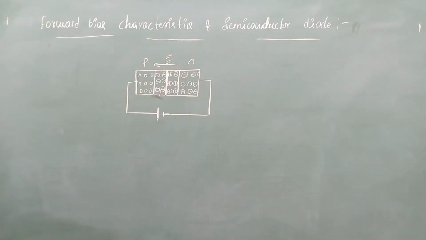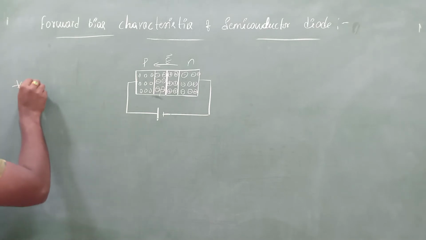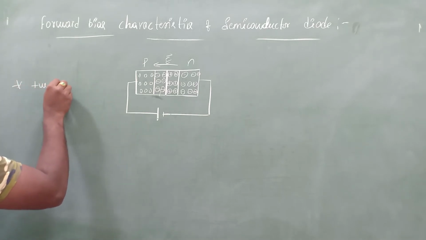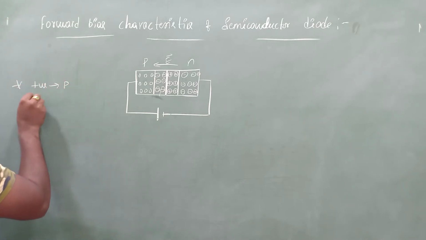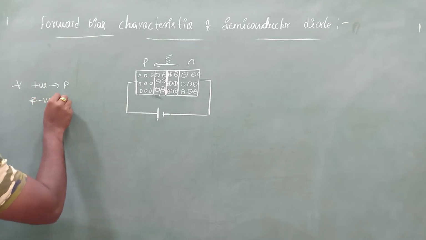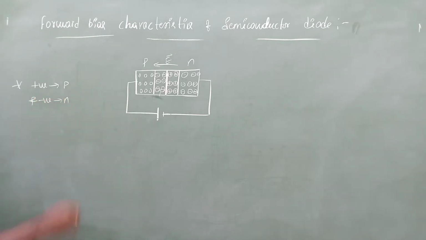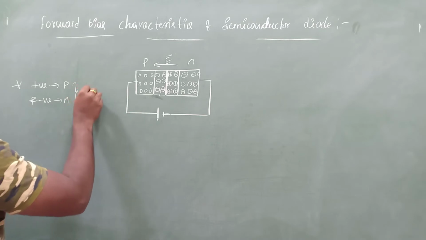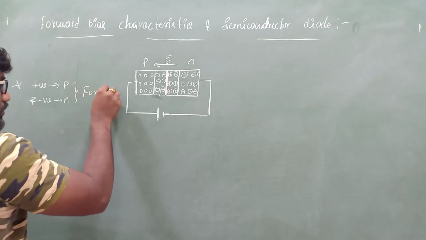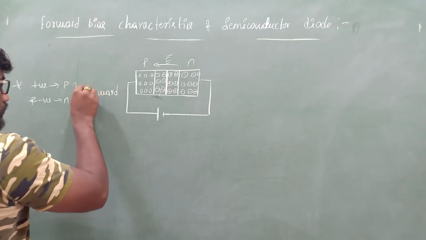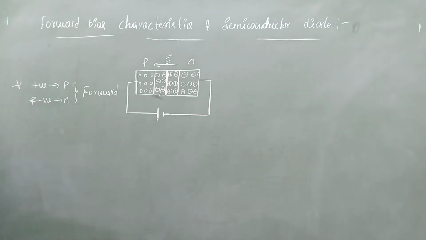Okay, this is the main thing. What you have to do: the positive terminal of the battery is connected to the P side and the negative terminal of the battery is connected to the N side. Then we can say the system is under forward bias. This is the first condition. Next we'll come to the working part.